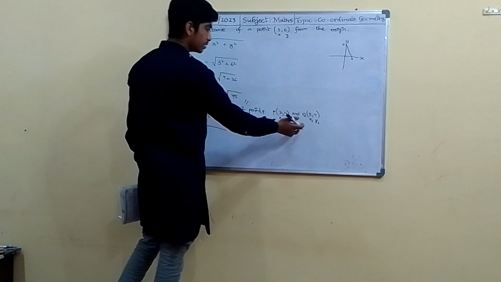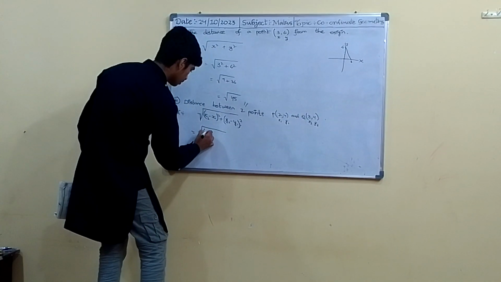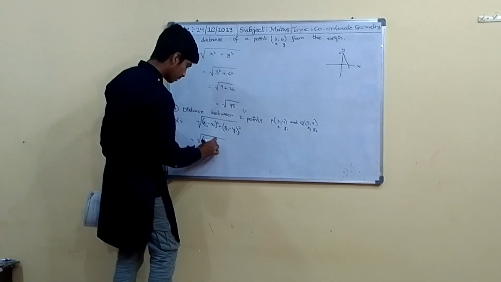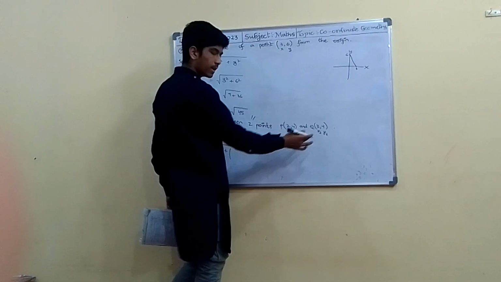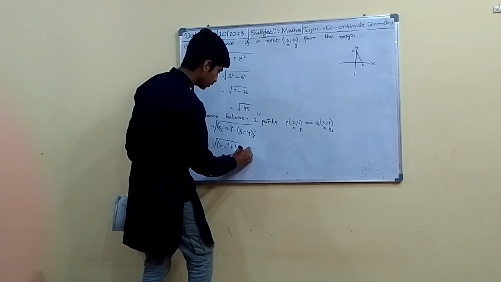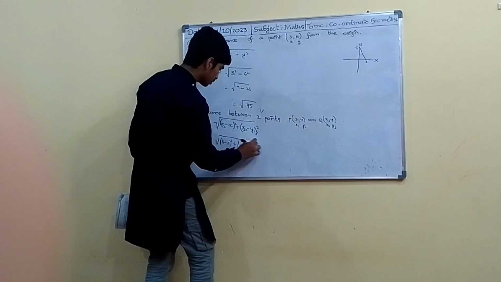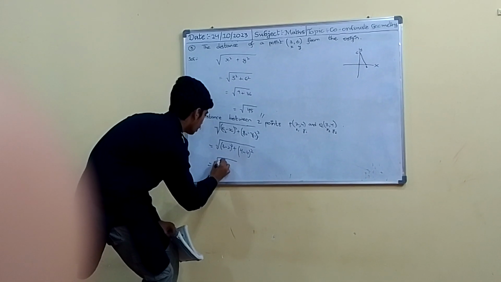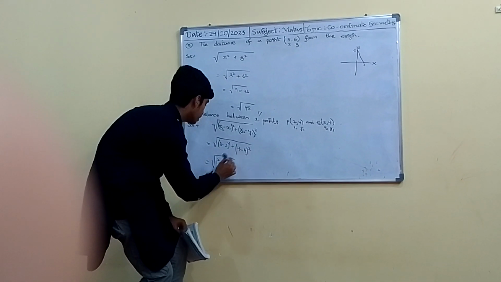x2 value is 3. 3 minus x1. What is x1? 2. 3 minus 2 whole square plus y2. What is y2? 4. 4 minus y1. What is y1? 4. 4 minus 4 whole square. What is 3 minus 2? 1. 1 square plus 4 minus 4 simply 0.